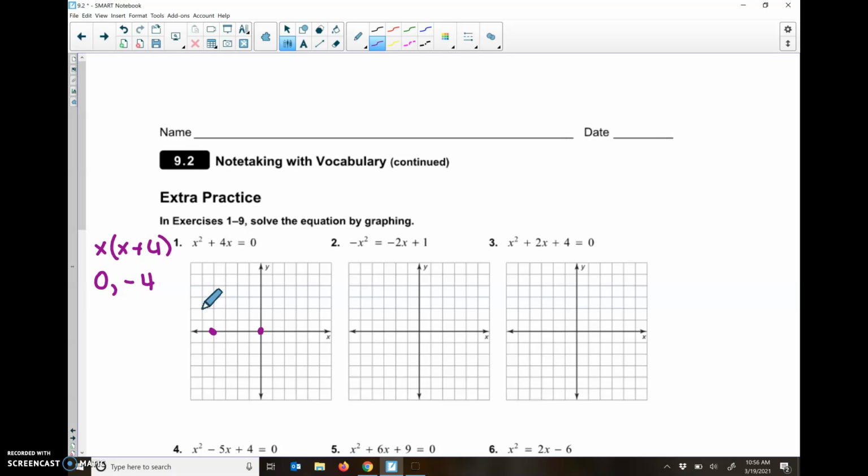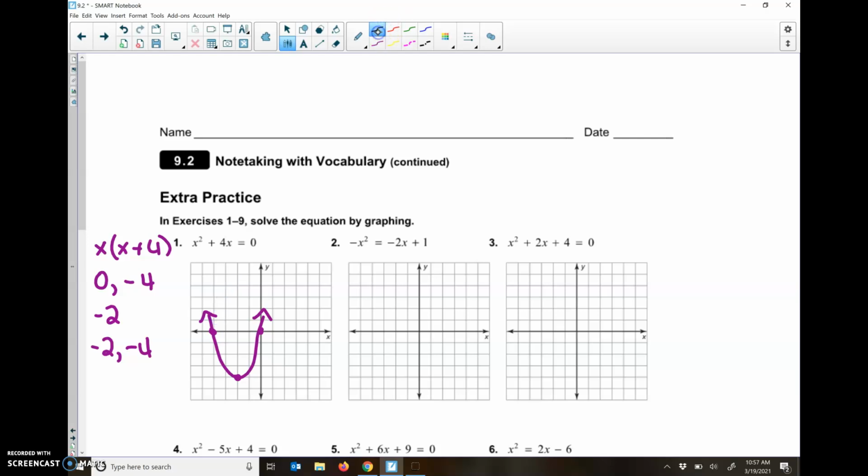And then I need to find my axis of symmetry. In between 0 and negative 4 is negative 2. And then I need to find my vertex. So negative 2 squared is 4, and then 4 times negative 2 is negative 8. So 4 plus a negative 8 is a negative 4. So 1, 2, 3, 4. So your graph will look something like that.